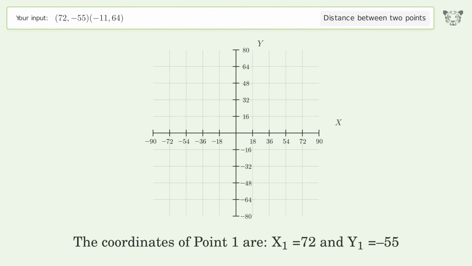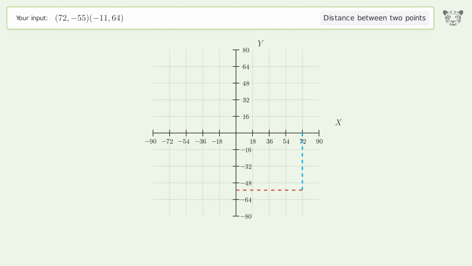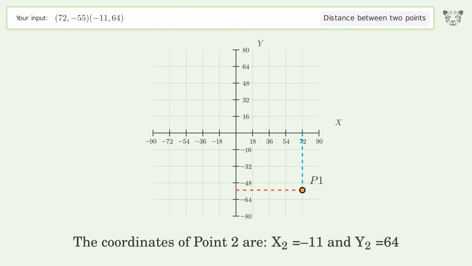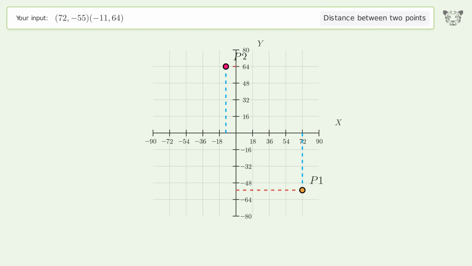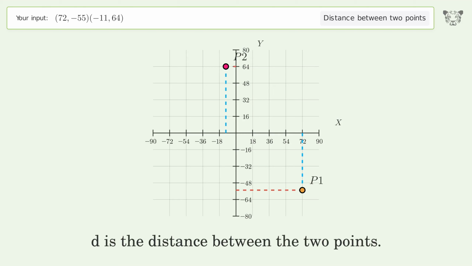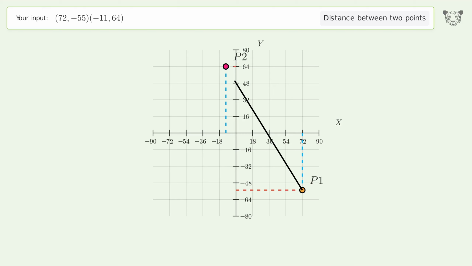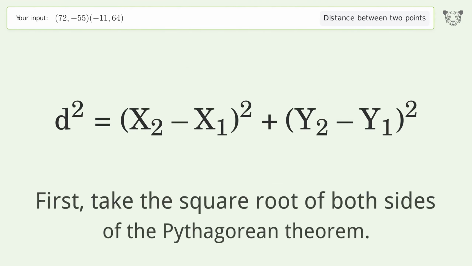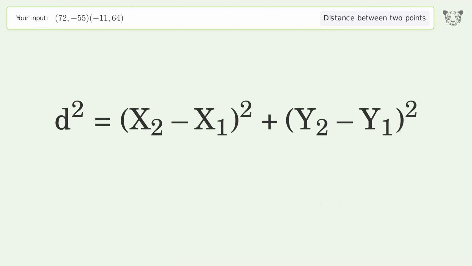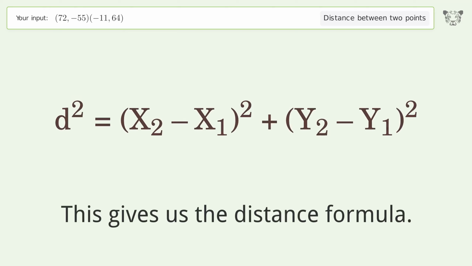The coordinates of point 1 are x1 equals 72 and y1 equals -55. The coordinates of point 2 are x2 equals -11 and y2 equals 64. D is the distance between the 2 points. First, take the square root of both sides of the Pythagorean theorem. This gives us the distance formula.